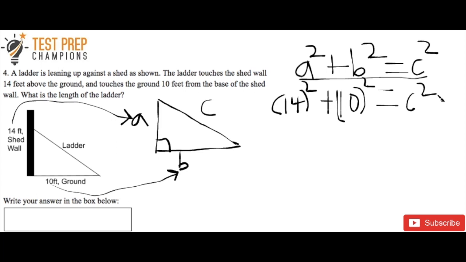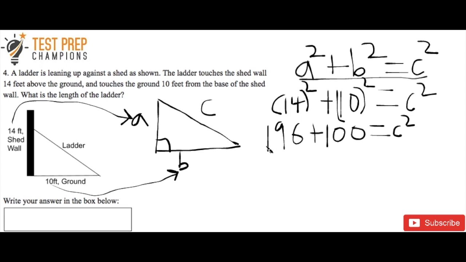Now, you can just put this in your calculator. So in your calculator, do 14 squared, or 14 times 14, however you want to think about it. That's going to be 196, plus 10 squared, 10 times 10, which is 100, and that's equal to c squared. So now we want to do 196 plus 100.